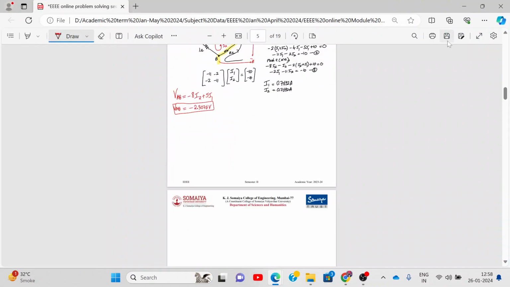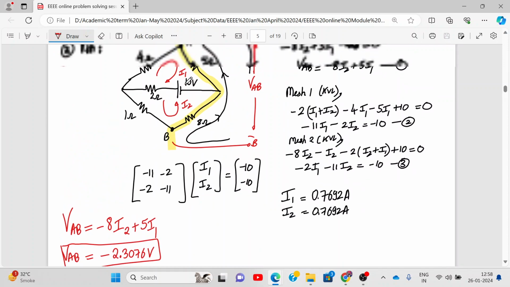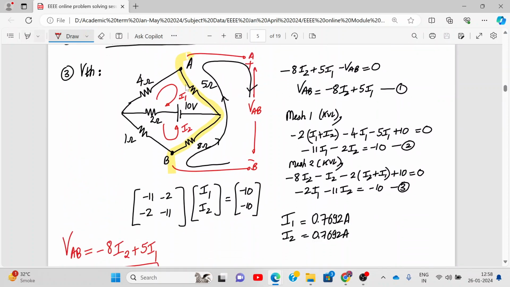Earlier I solved this one year back, and now the answer is coming exactly the same. So this method is correct. The only trick over here is this. This is where students make mistakes. You understood now why we put the minus sign over there?